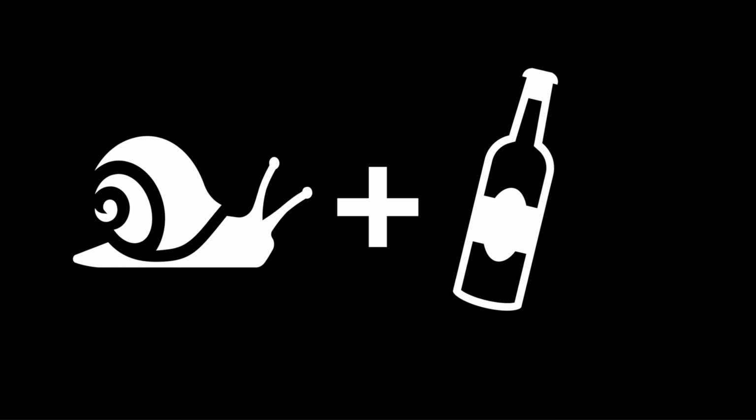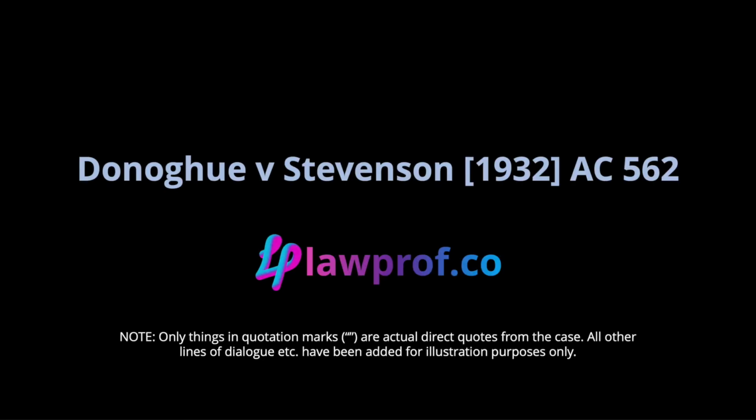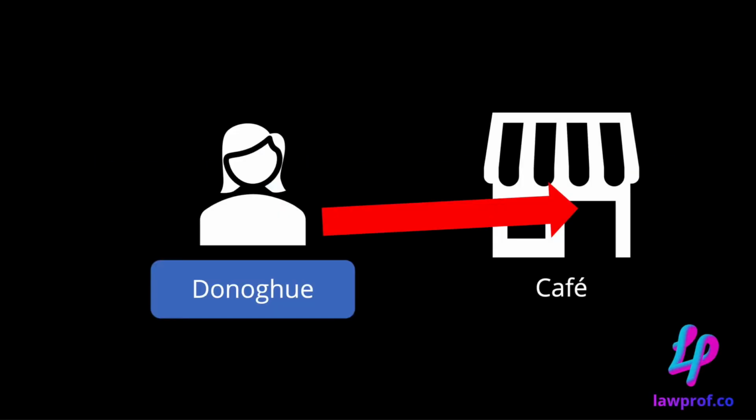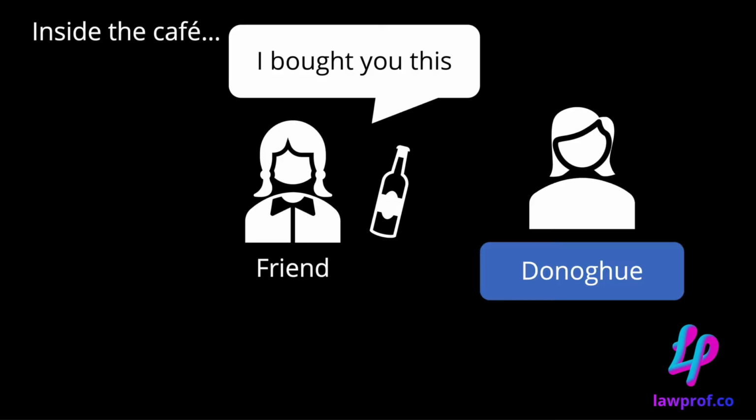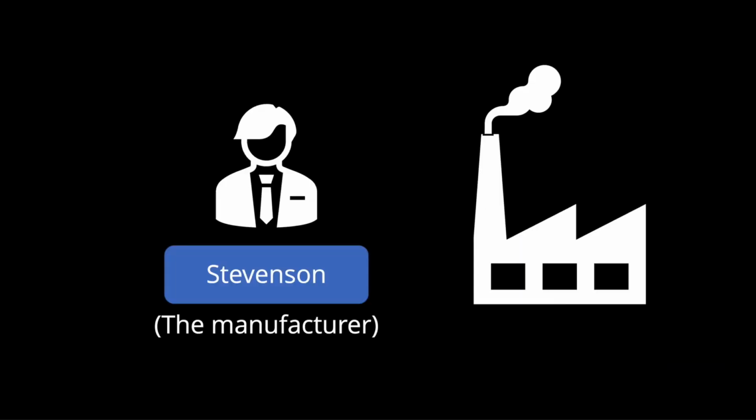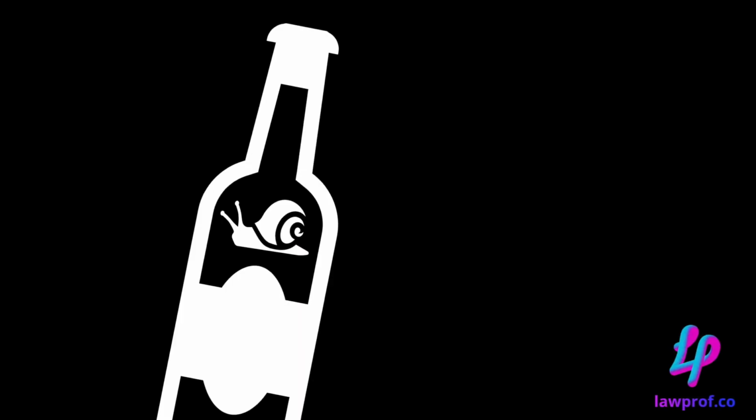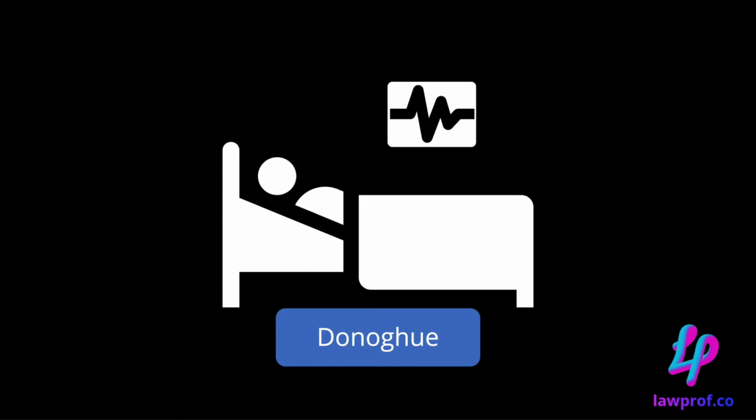It's likely that you've heard of this case already because of its absurd facts, but what exactly happened here, and what is the case's wider legal significance? Mrs. Donoghue went to a cafe where her friend bought her a bottle of ginger beer, manufactured by Mr. Stevenson. It turned out that the bottle had a decomposed snail inside of it. As a result, Mrs. Donoghue became ill.